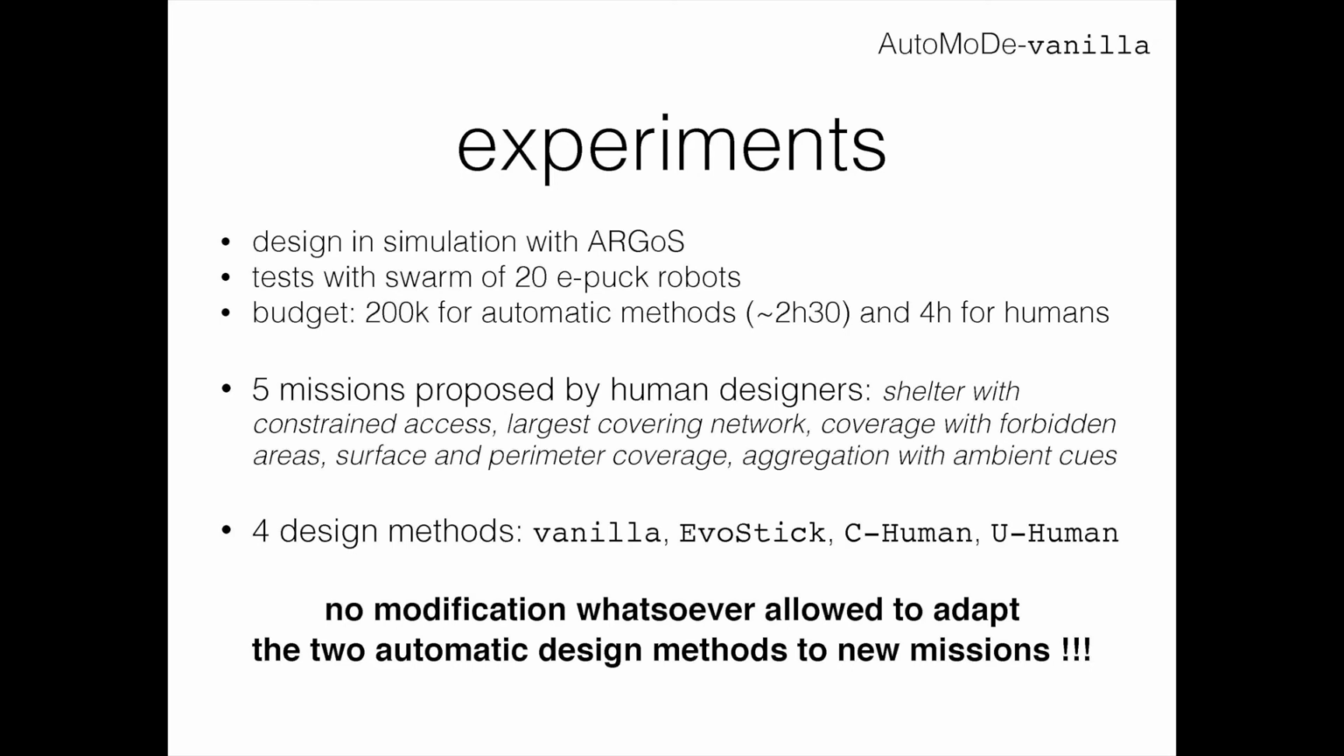We will see some details of the missions later on. All in all, we study four design methods. One is Vanilla, the other one is EvoStick, and then we have C-human and U-human. C-human are the humans when they are constrained to use the modules of Vanilla in the design process. And U-human are the humans that are unconstrained, so they program directly the robots in C++. What is important to notice is that for the two automatic design methods involved in this study, Vanilla and EvoStick, no modification whatsoever is allowed to adapt these methods to the new missions.